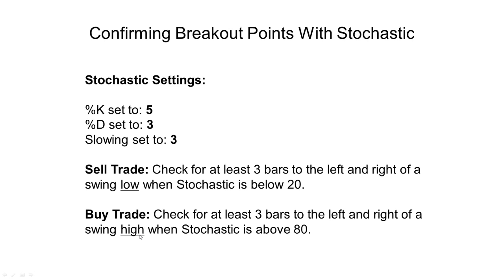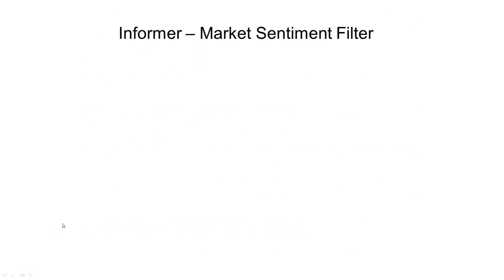The fastest way to do this on both of these setups is to go look at your stochastics, see if it's above 80 or below 20, then check for your swing points. I'll show you those setups on the charts, and we're going to go to that in just a second.